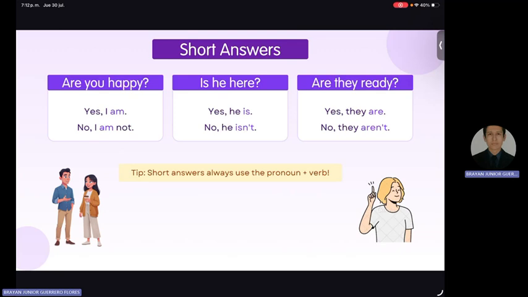Okay, remember the verb to be: in the questions, you have to respond with the verb to be in the answers. Okay, it's different. In the question, you start with the verb to be. After that, you go with the subject. And in the answers, you start with the subject. After that, you use the verb to be. Okay.